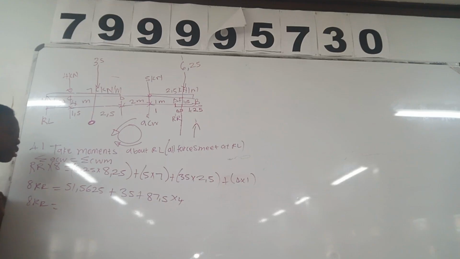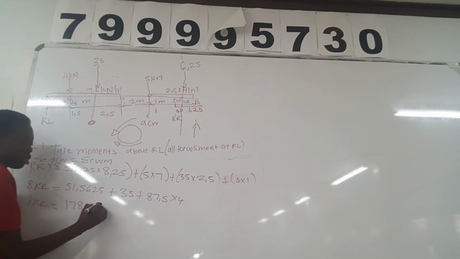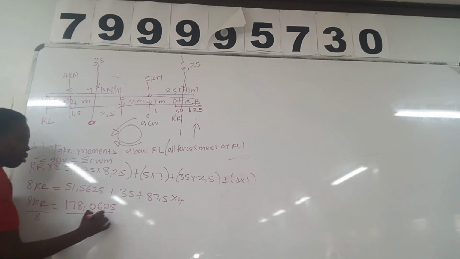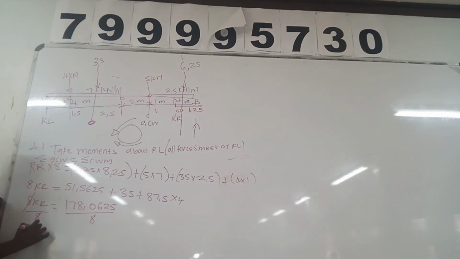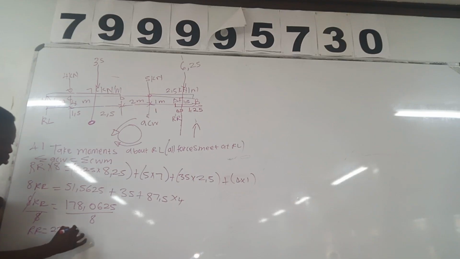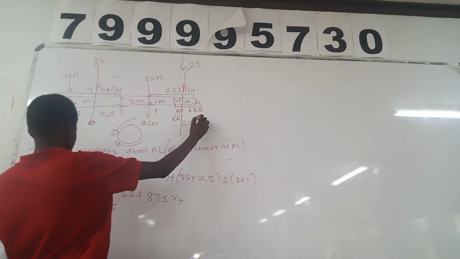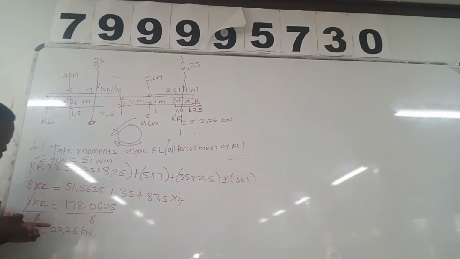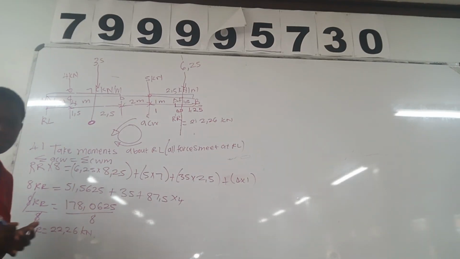Let us get the sum of this. Total is 178,0625. Okay, so we have 178,0625. We divide by 8 again. We divide by 8, so 8 cancels 8. RR is 22,26 kilo Newton. It means our RR is 22,26 kilo Newton. And then now we're going to calculate RL again.